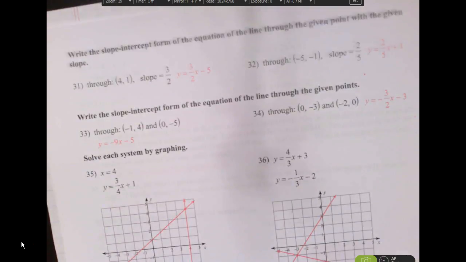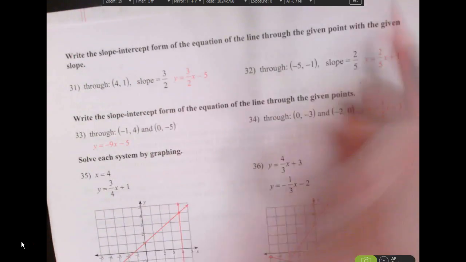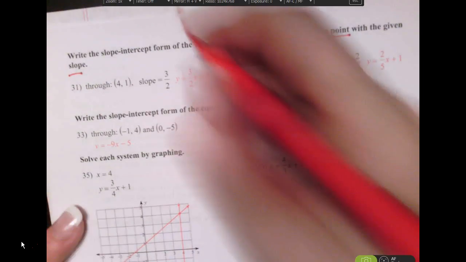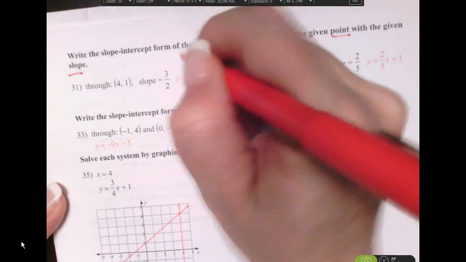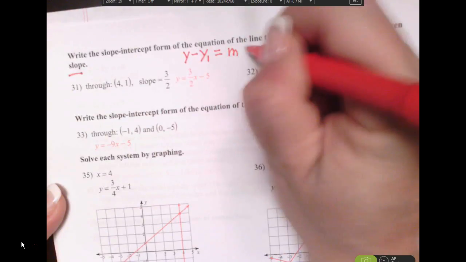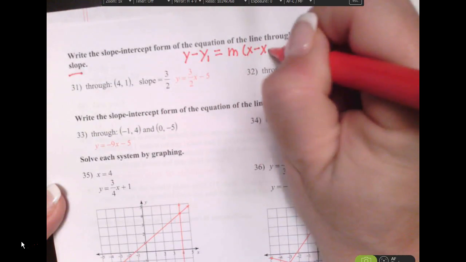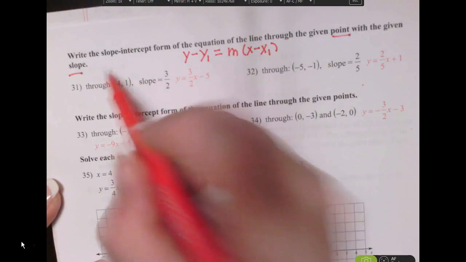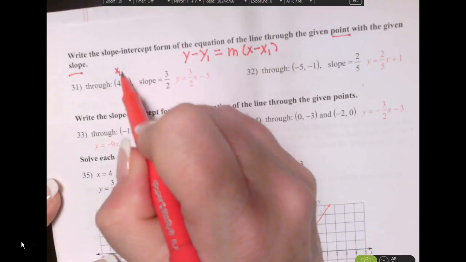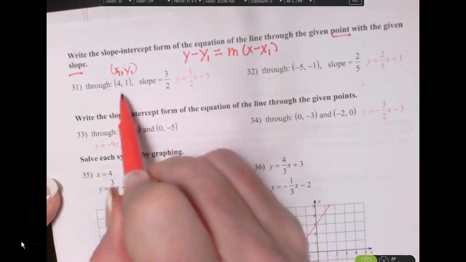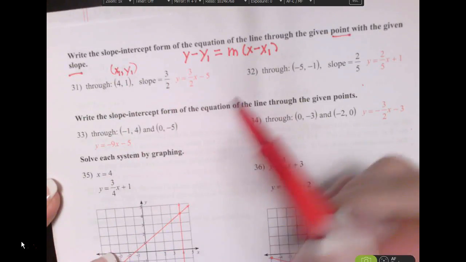And some more slope-intercept equations. This time we're given a point and a slope. So we're going to recall that we have this thing called point-slope form, and that is this equation. y minus y1 equals m times x minus x1. So our point, remember, ordered pairs are always x comma y. So this is going to be x1, y1, and here's our m.